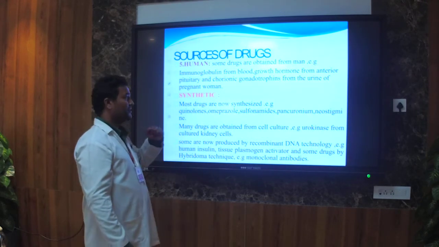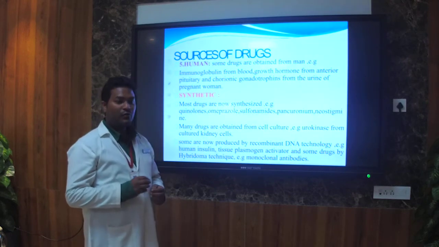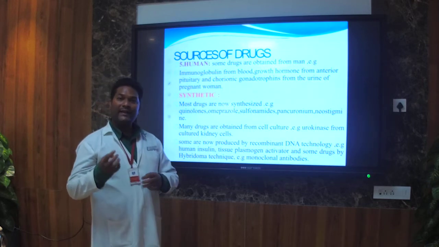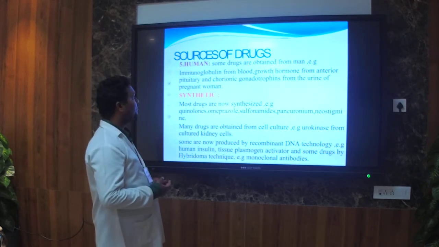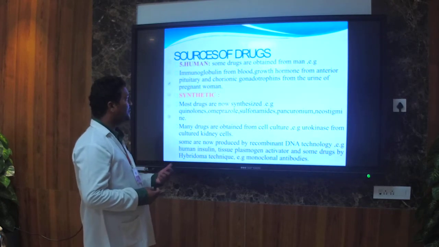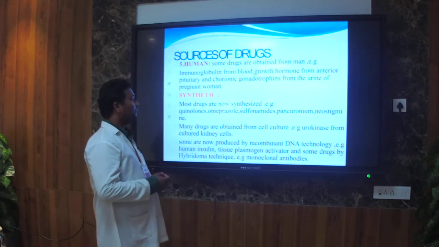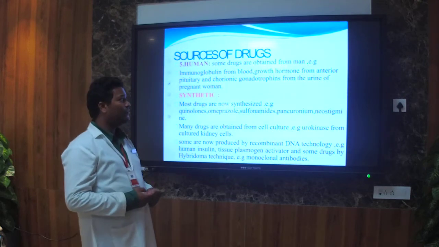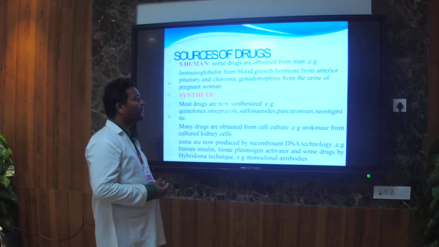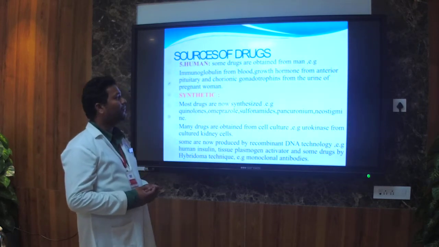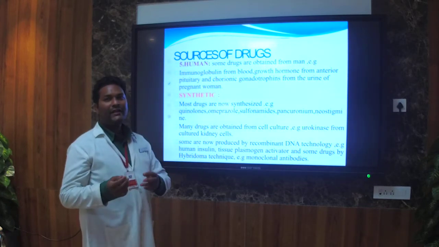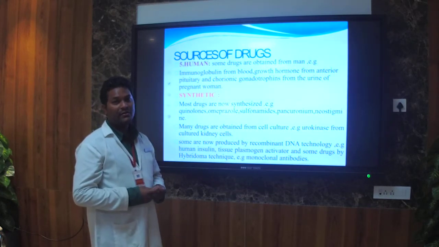Then we have humans. Yes, we do have extracts from humans which we take as drugs. For example, we have drugs taken from human extracts, that are immunoglobulins from the blood. Then we have the growth hormones from the anterior pituitary gland, and then we have the chorionic gonadotropins which have also been taken from the urine of the pregnant woman. So these are the drugs we take from the source of humans.